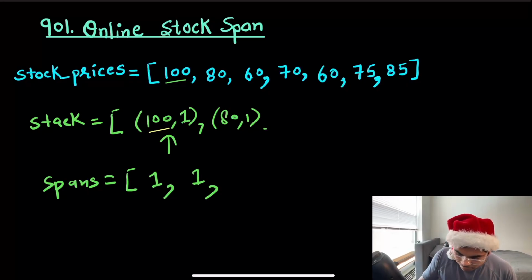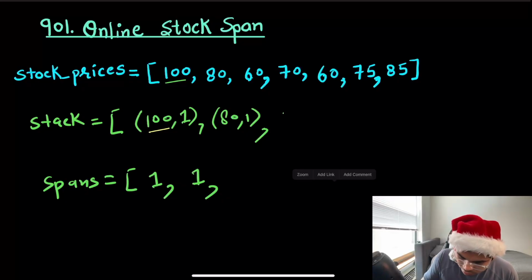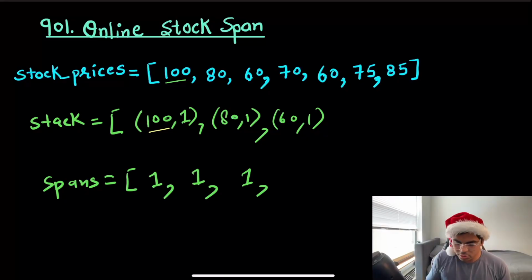For 60, I'm gonna again check, is 60 greater than my 80? No, it is not. So this will also be 60 and 1. The answer would be 1 for span. So this is what we are returning with the next function.